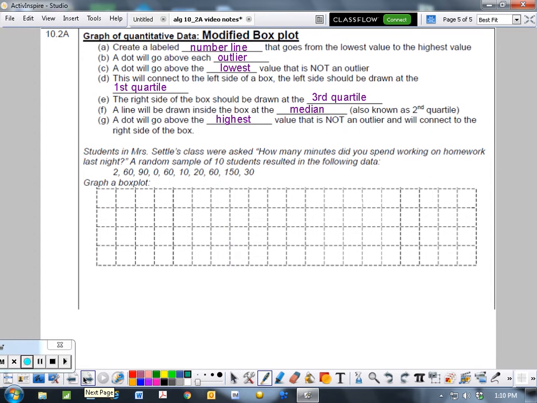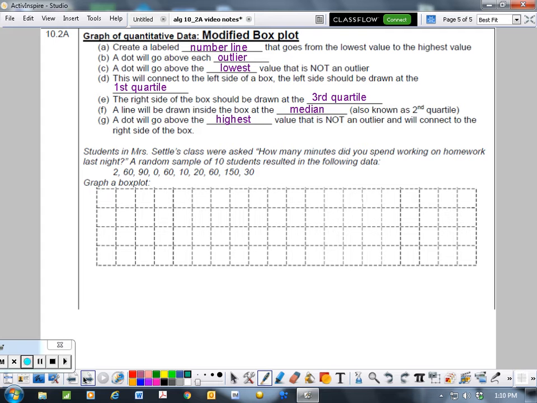Okay, the last part we're going to talk about is how to graph quantitative data. And today we're only going to do one graph, and that's called the modified box plot. And the modified box plot is going to have a box, and it deals with several different numbers. We're going to have to know our outliers, our lower number, our higher number, all this sort of stuff.